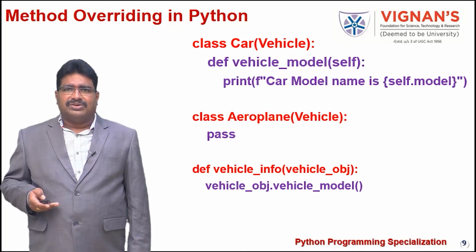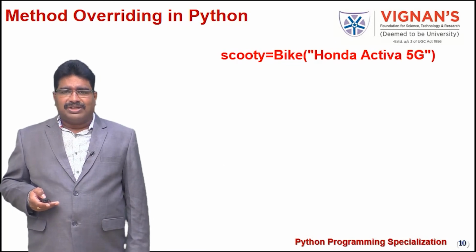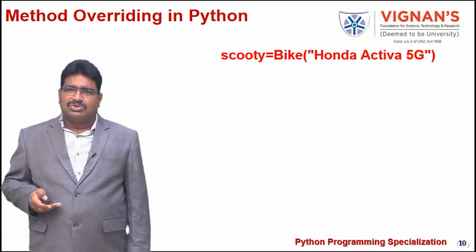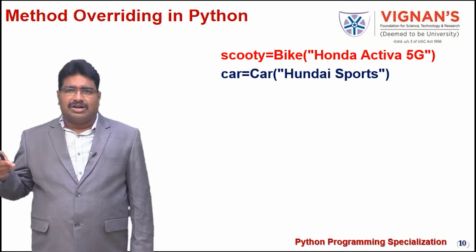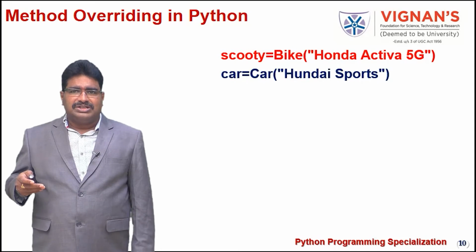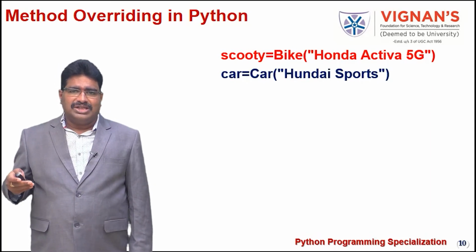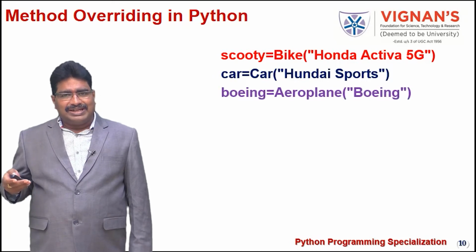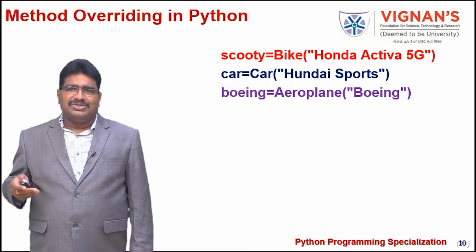Now we try to create scooty as one of the bike objects, and here we are passing the parameters. The model name of the scooty is the Honda Activa 5G, and similarly we create a car. It is a car object, and the car model name is the Honda Sports. And similarly we created the Boeing. It is one of the aeroplane objects, and its model name value is Boeing.